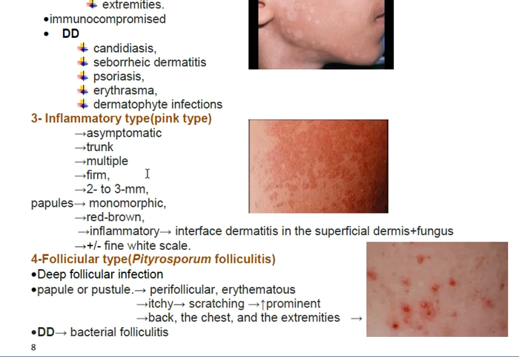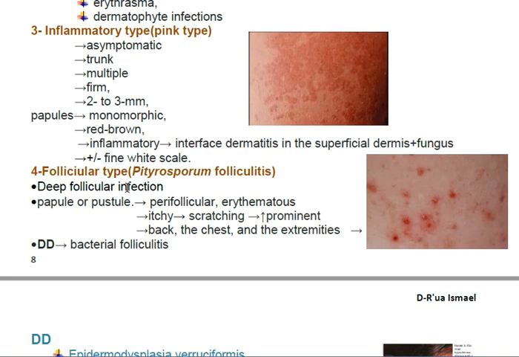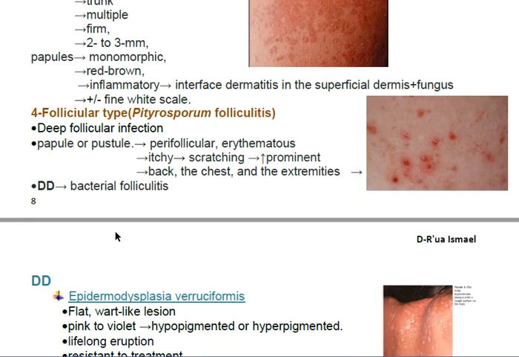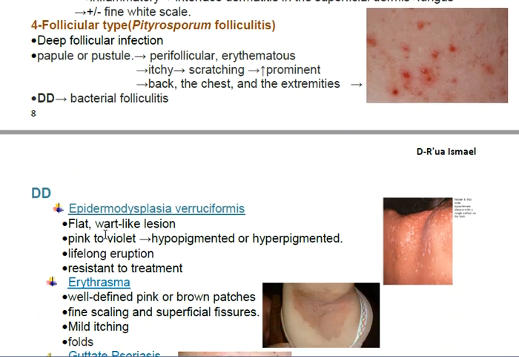The three types are superficial. The follicular type is the deep one. It is fungal folliculitis or Pityrosporum folliculitis, which is a deep follicular infection: papules or pustules, perifollicular, erythematous, itchy. This is the key to diagnosis. So we will have scratching signs, found on the back, chest, and extremities. Differential diagnosis is bacterial folliculitis, and we can differentiate from it by itching.